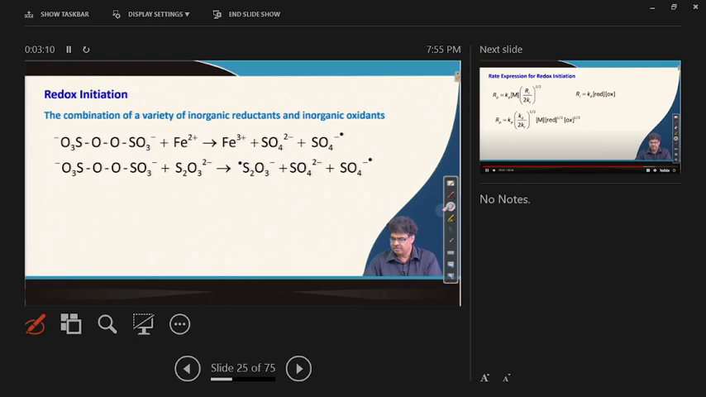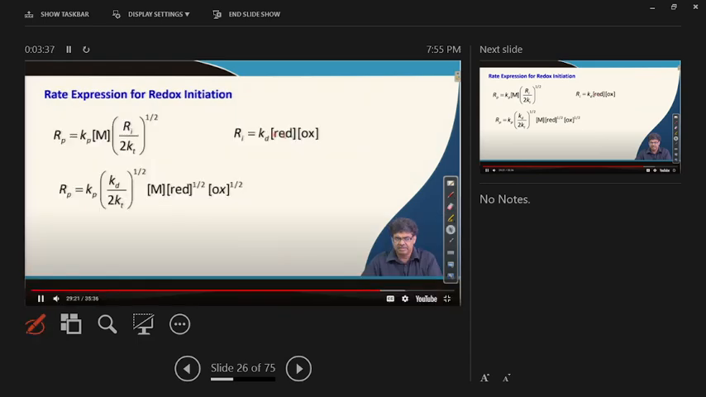So here also the same thing is happening. It is dissociating like that. SO4 minus 2 is a common species, we already know, and it is SO4 minus, a one-electron radical. Okay, so it is also producing radicals like that. So there are many reactions where you will be able to find different types of radicals which can be used for polymerization. Okay, then finally the rate expression for redox initiation.